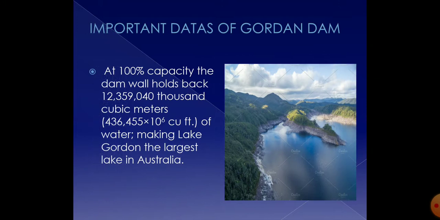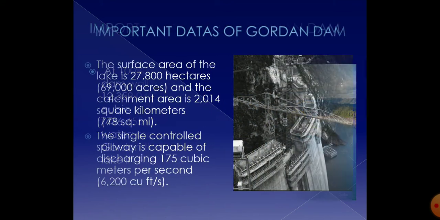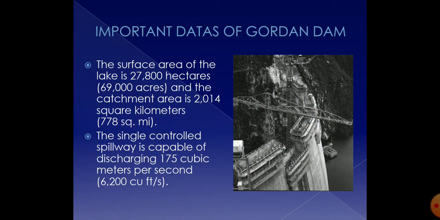At 100% capacity, the dam wall holds back 1,235,904,000 cubic meters of water, making Lake Jordan the largest lake in Australia. Hence, we can say that the Jordan Dam can sustain a huge amount of water in Jordan Lake.